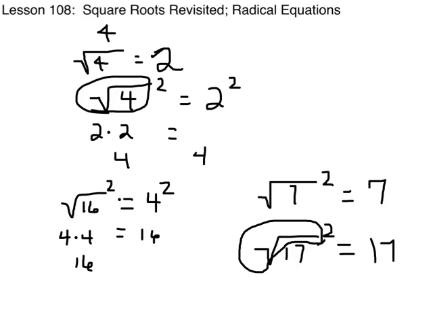Alright, so we're going to need to keep that in mind as we go through this lesson. We're going to be using that idea.